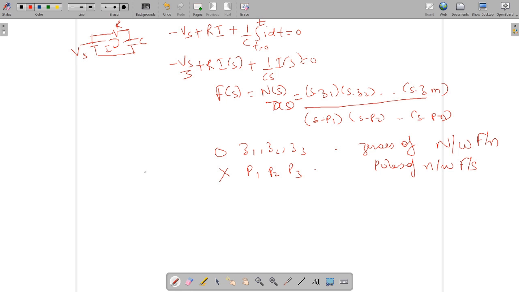Now we will try to understand the pole zero plot. What we have seen is that the network function is a ratio of the numerator and denominator. This numerator can be anything. It can be a voltage, it can be a current. Similarly, the denominator can be anything. It can be a voltage, it can be a current.